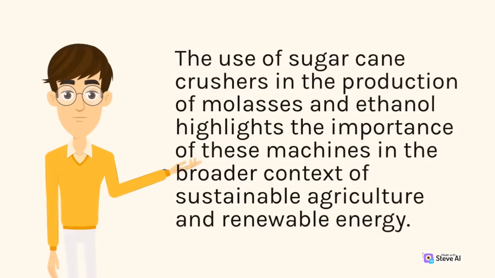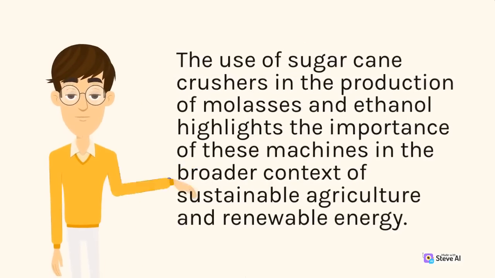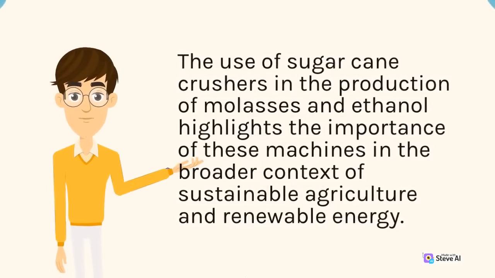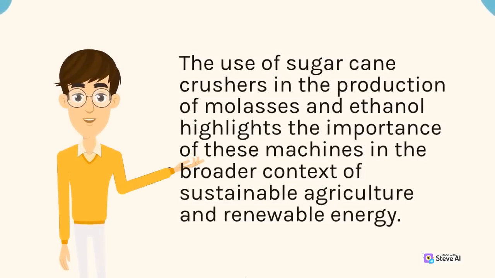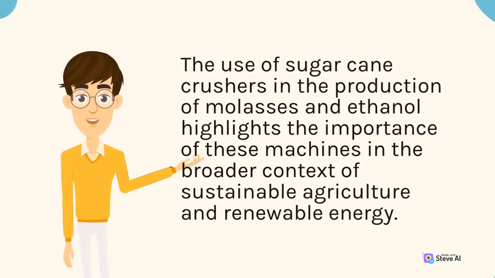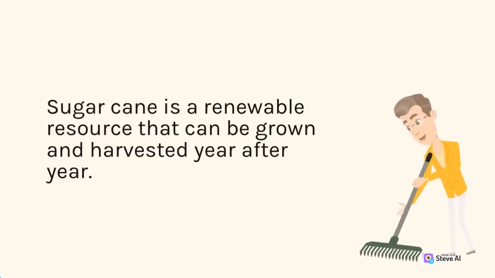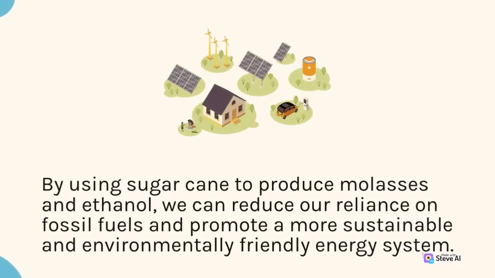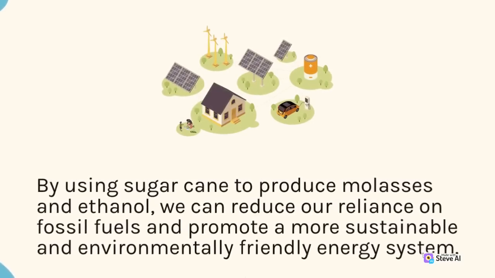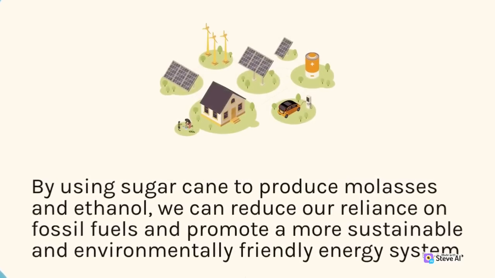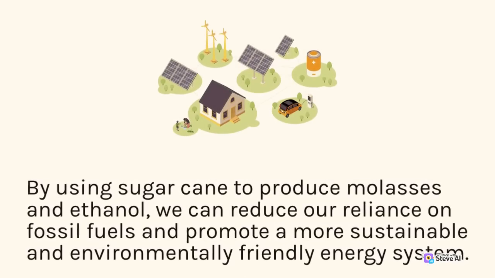The use of sugarcane crushers in the production of molasses and ethanol highlights the importance of these machines in the broader context of sustainable agriculture and renewable energy. Sugarcane is a renewable resource that can be grown and harvested year after year. By using sugarcane to produce molasses and ethanol, we can reduce our reliance on fossil fuels and promote a more sustainable and environmentally friendly energy system.